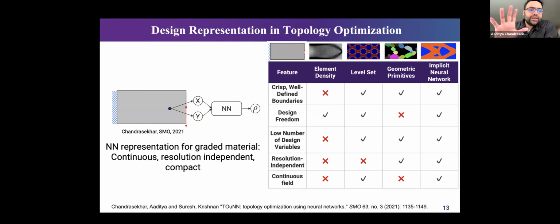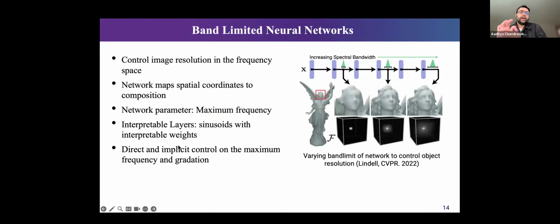I could go into more details about what this is, but in favor of time, I'm quickly glossing over this. Again, there's a lot of literature on what exactly these neural networks are. One of the networks that we found really useful for this work was band-limited neural networks. And this has been shown in literature.